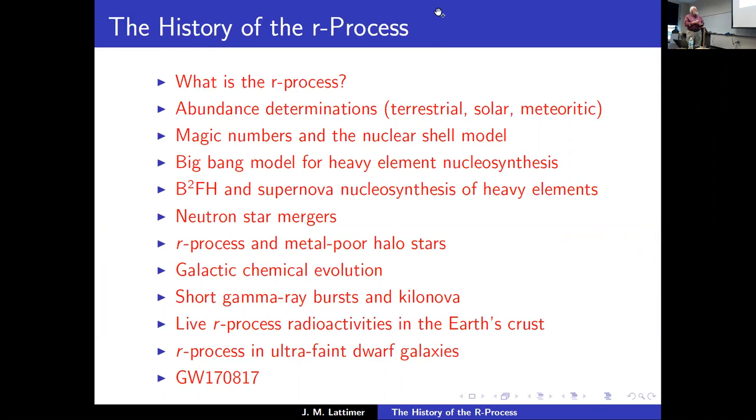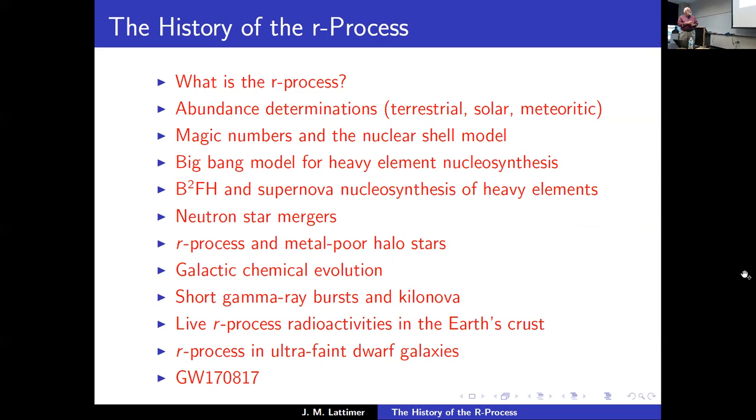There have been very many models for how heavy elements are created in the universe. The first models were based on supernovae and on Big Bang nucleosynthesis. B squared FH is Burbidge, Burbidge, Fowler, and Hoyle, a very famous Reviews of Modern Physics paper in 1957. That was really the first comprehensive treatment of the synthesis of each of the elements. And this, together with a paper by Al Cameron in the same year, are really the foundations of our field. And the idea of neutron star mergers occurred later, in my thesis with David Schramm.